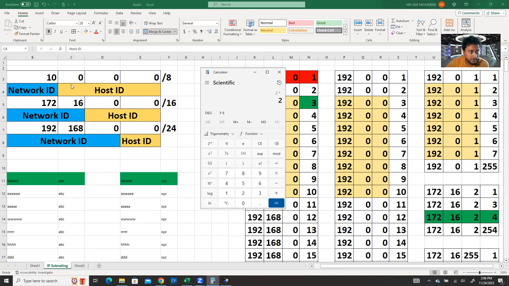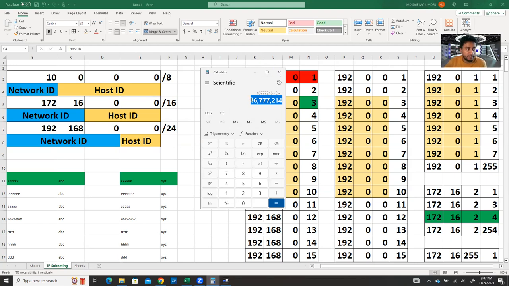Is 24, right? 8 bits are for network and the remaining 3 octets are for host. That means 8, 8, 8, 24 bits for host. So 2 to the power 24 equals what? 16 million something, right? Minus 2. So in total about 16 million IP addresses you will be able to create with class A.